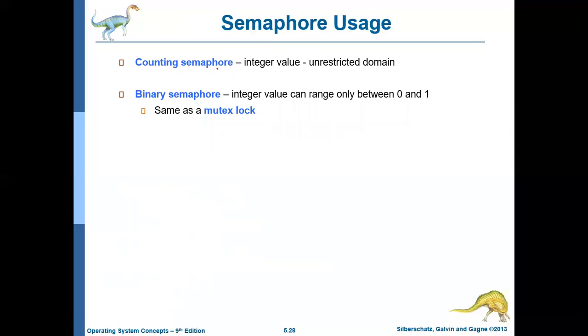Okay, counting semaphore will be used when the number of instances of the resources available are more than one. Say for example, in your computer, 5 printers are available. Let us assume 5 printers are connected to your computer. So printer 1 to printer 5.